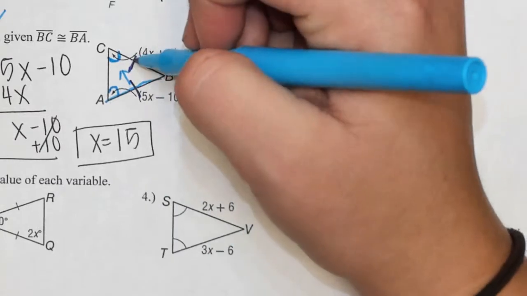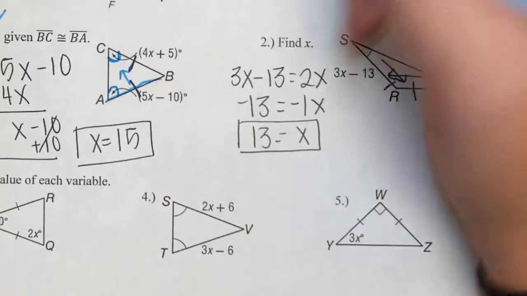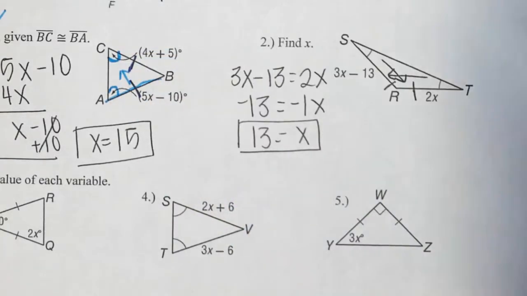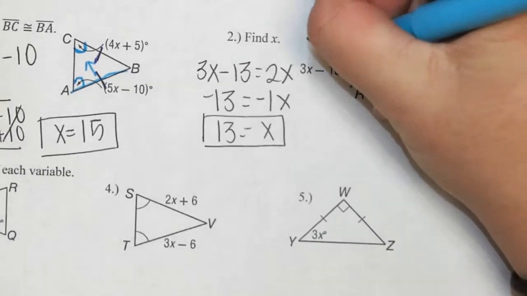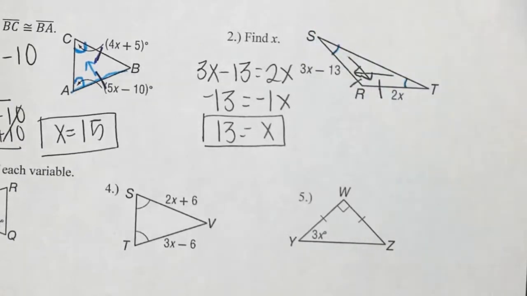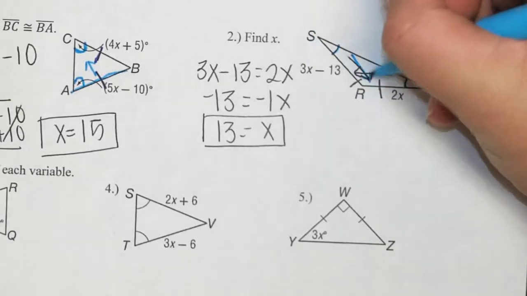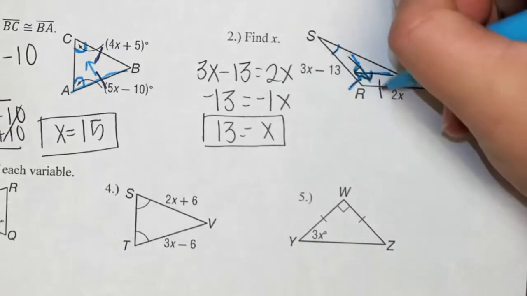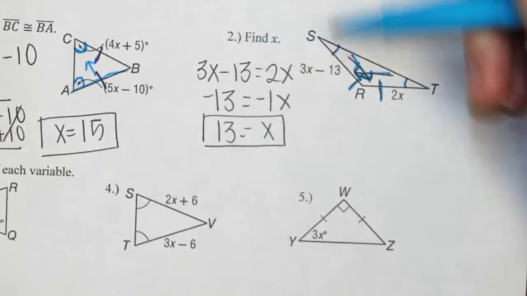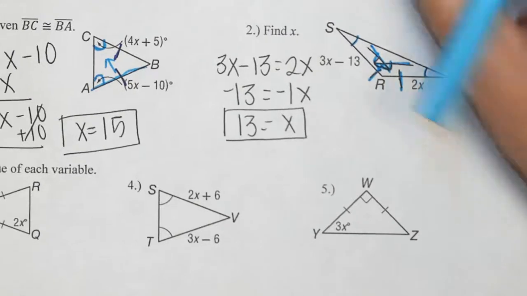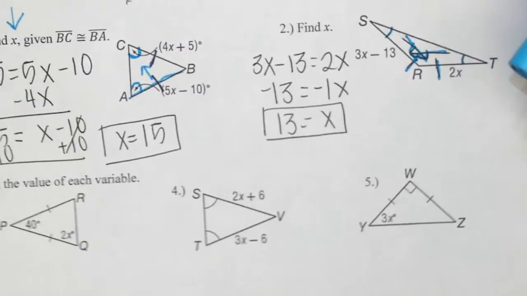So that was knowing your sides and assuming or knowing that your angles are congruent. It also works backwards. Start knowing that these two angles are the same. Well, if they're the same, then the sides across from them are the same, which is 3x minus 13, and it's equal to 2x. So that's how I got 13.